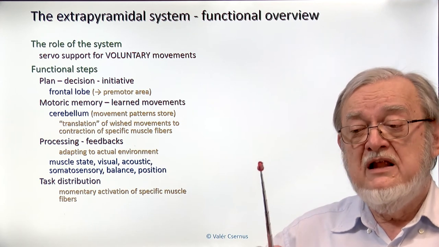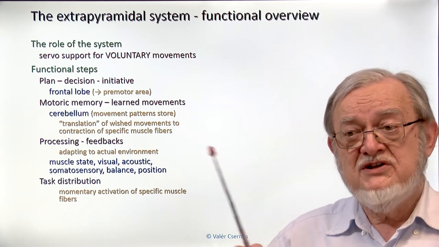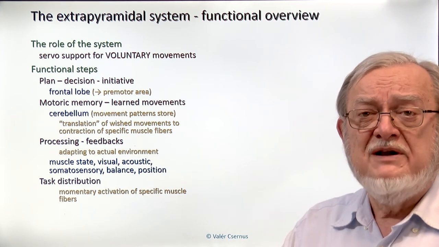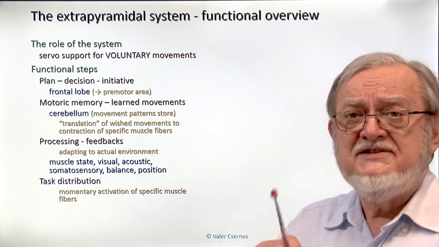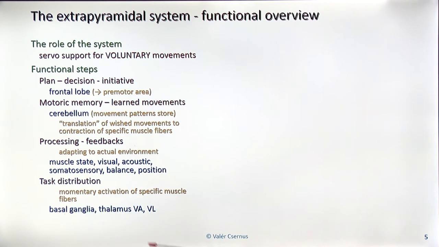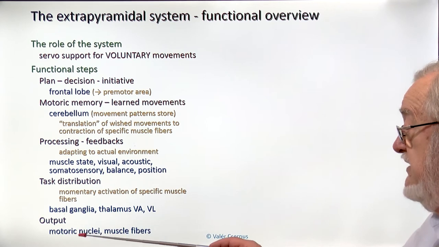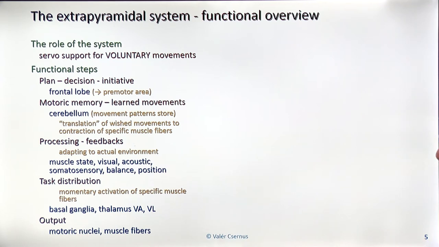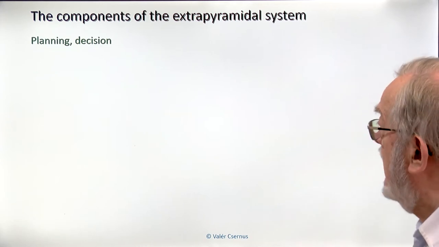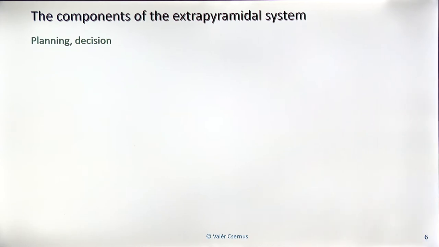Now comes a large number of nerve cells, which actually distribute the task. Which muscle fibers at the particular moment have to carry out this wished movement? These include the basal ganglia and part of the thalamus. Finally, the output is identical to that of the pyramidal pathway: the motoric nuclei of the brainstem and the spinal cord. After this general overview, let me talk about some details of that.